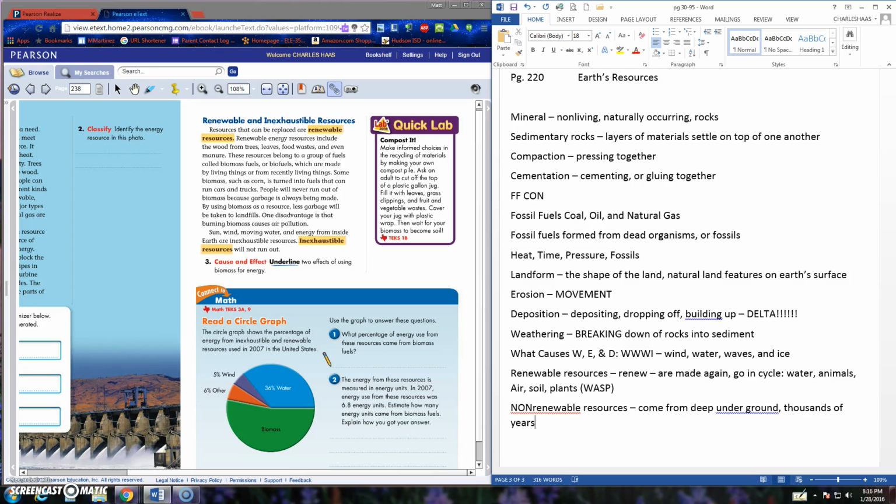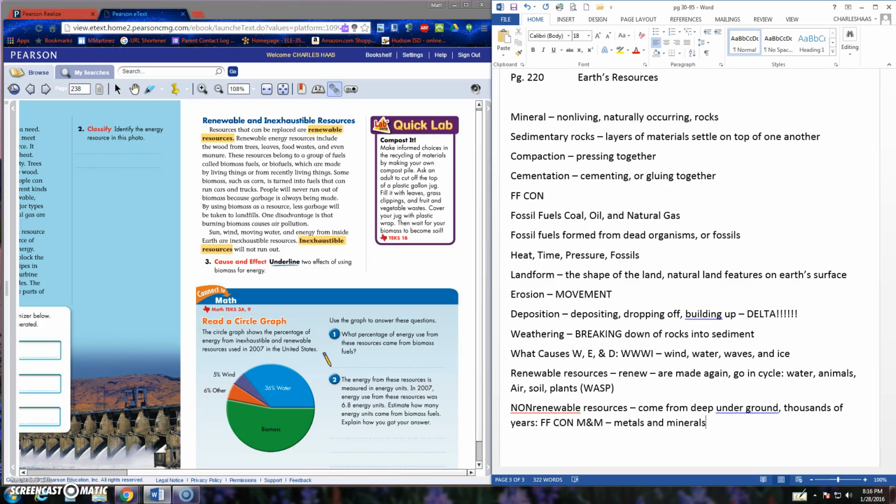So I bet you have a good idea what these ones are. These are your FF, Con, and a couple other ones, M and M. You know what the FF Con stands for because we already wrote it down. So what does the M and M stand for? Metals and minerals.